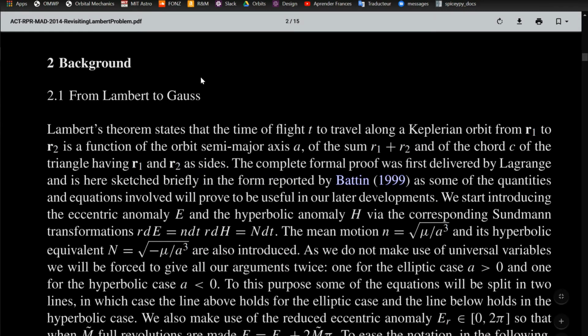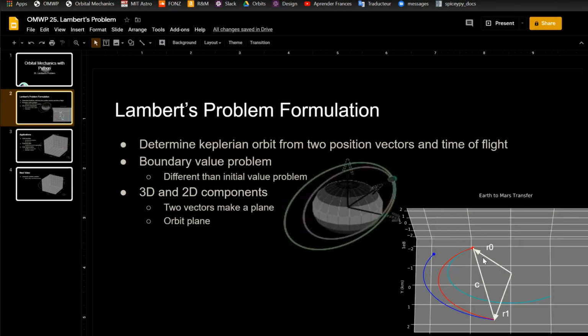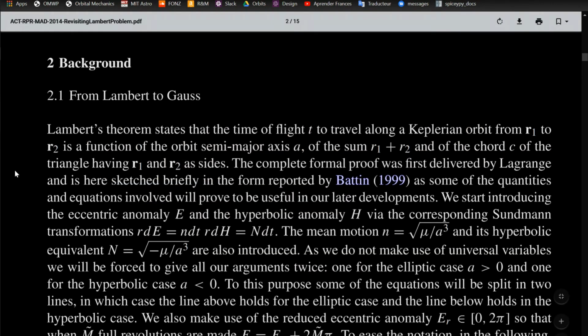From ESA, they say that Lambert's theorem states that the time of flight to travel along a Keplerian orbit, which is a two-body, no perturbations orbit, from position vector 1 to position vector 2, is a function of the semi-major axis, the sum of the norms of those vectors, and the chord C. Where the chord C is just the line in between the states. So it's pretty simple to calculate. And then they, again, go deeper into everything that's going on using things like eccentric anomaly that I've shown before, hyperbolic anomaly, mean motion, and all that type of stuff.